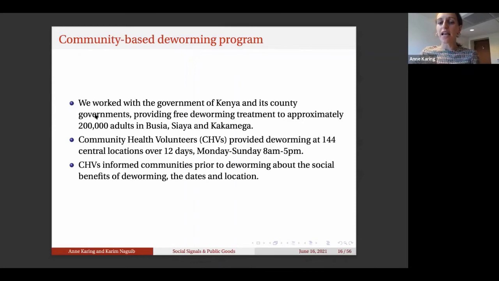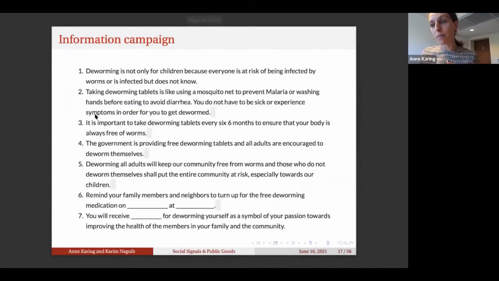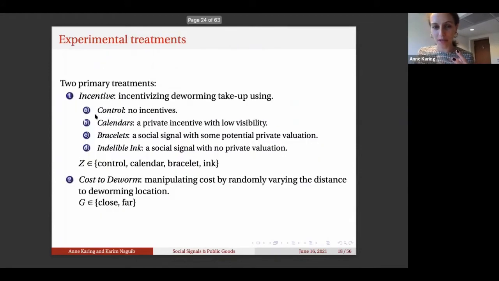And importantly, not only did these community health volunteers provide deworming treatment to local communities, but they also implemented an information campaign prior to the start of the deworming treatment. So people would be informed ex ante about the availability of deworming treatment, the dates, the location, but also they had knowledge about what incentives would be available to them, basically what they would receive as an incentive or reward if they came for treatment. And we also paid attention to the worries people might have about making deworming behavior visible. We emphasized that it's just like using a mosquito net or washing your hands, that it's preventative behavior.